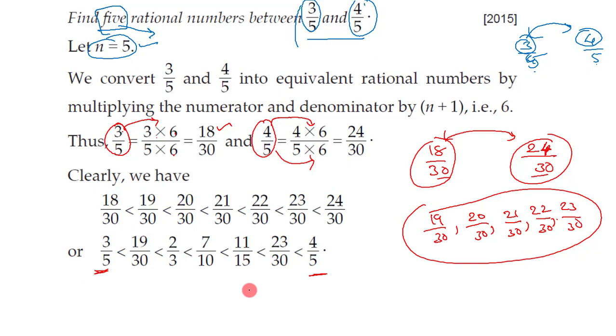This is another method which you have to follow to insert rational numbers. The first method is the mean method, that means we need to find the average. In this case, we need to make them into like denominators and multiply by a suitable number.